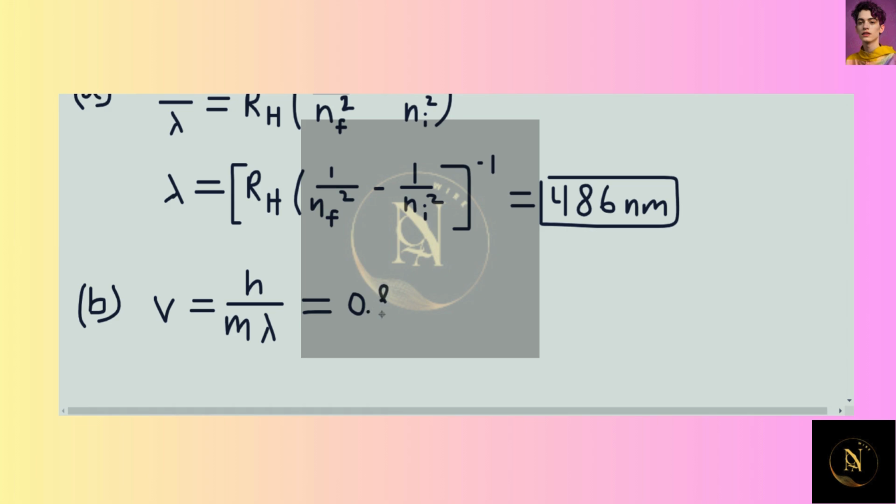Plugging these values in, we find that the speed, v, is equal to 0.815 meters per second. We can box that in as our solution for part B.